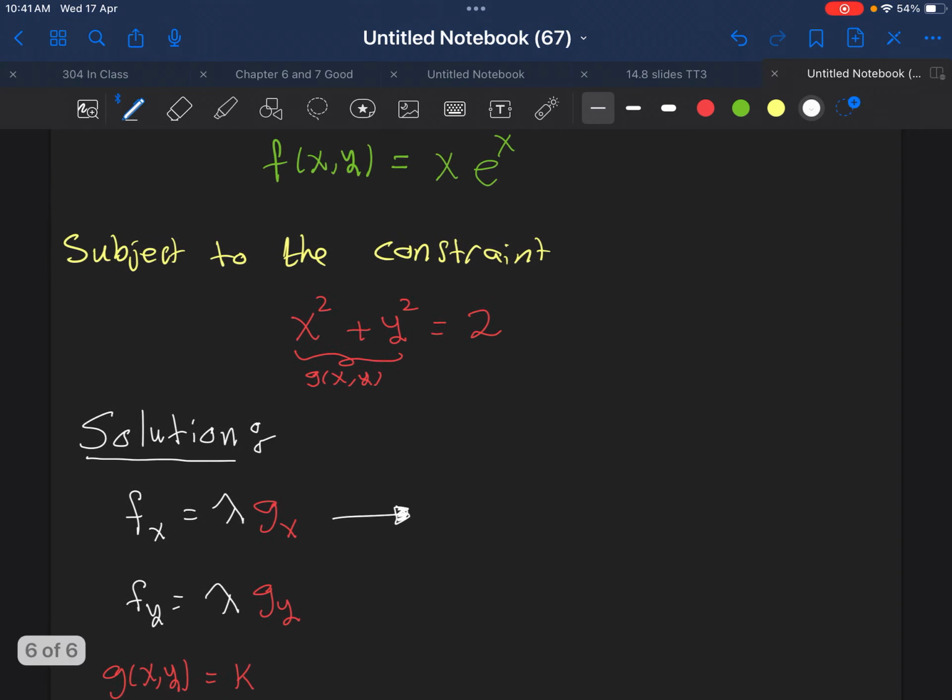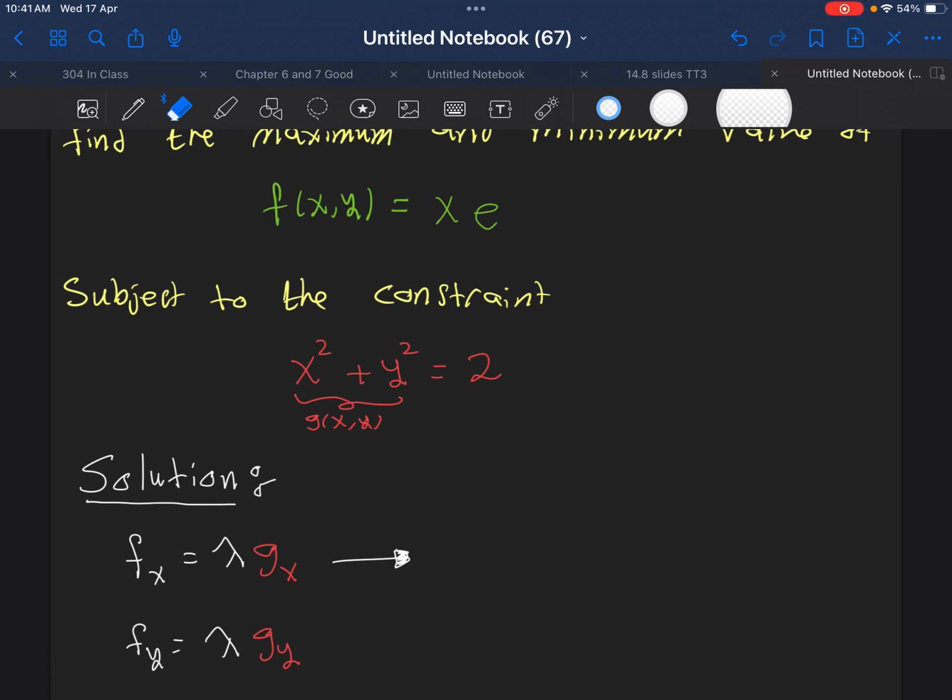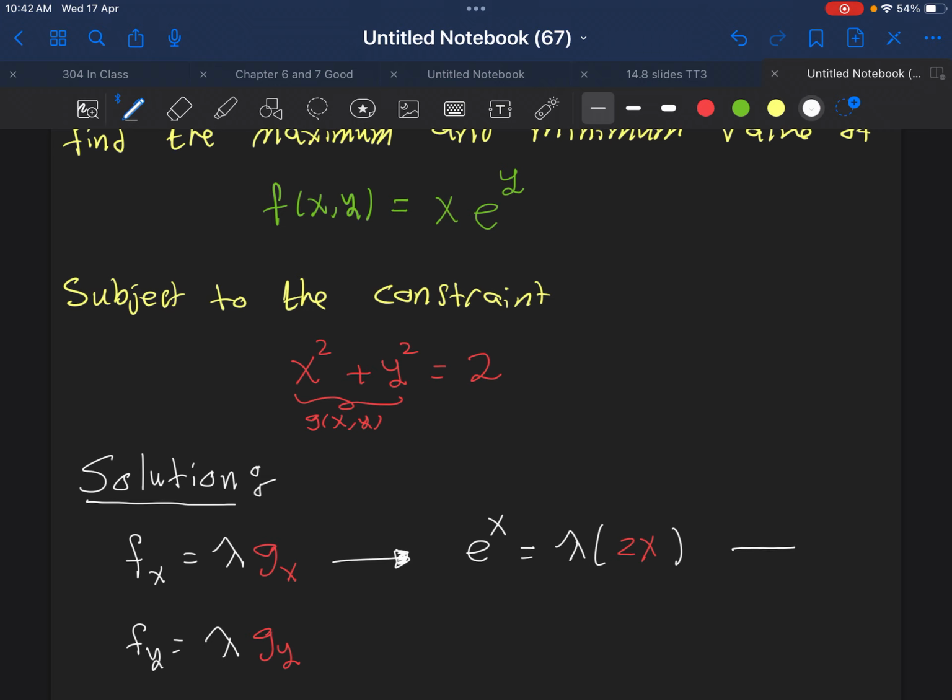So the first equation will give me the following. If I need to find f_x, I'm sorry, I think there's a typo here. This is g_y. If I need to find f_x, it will be just e^y equals lambda, and then we need to find g_x, which is only 2x. This is equation number 1.